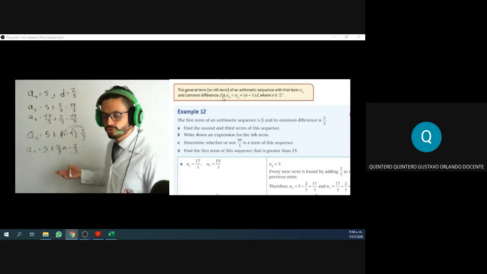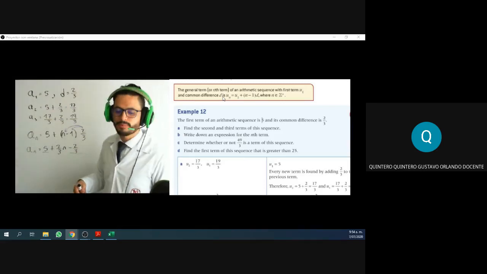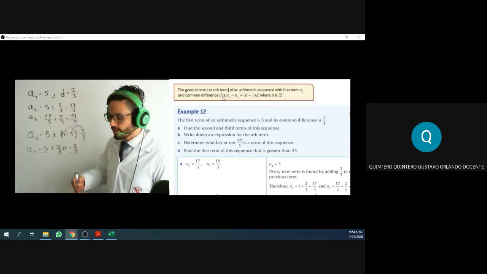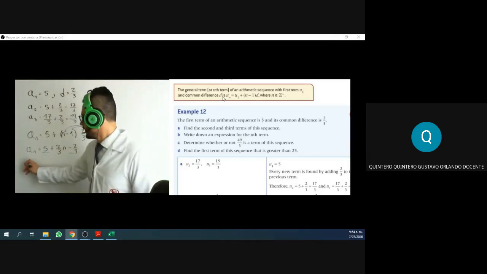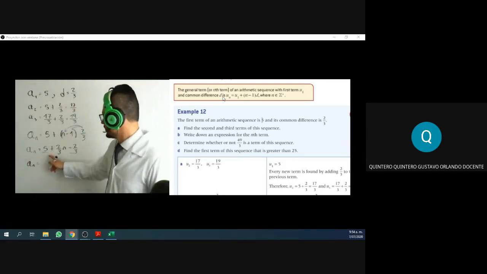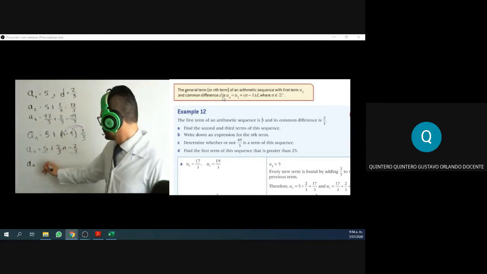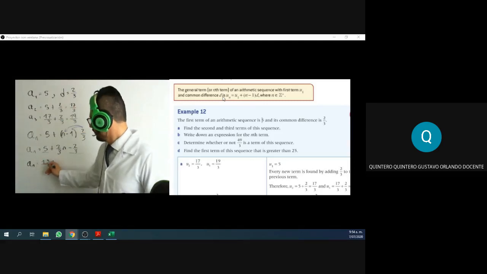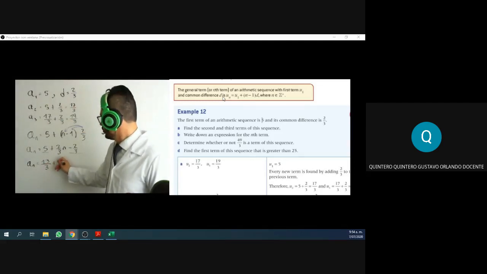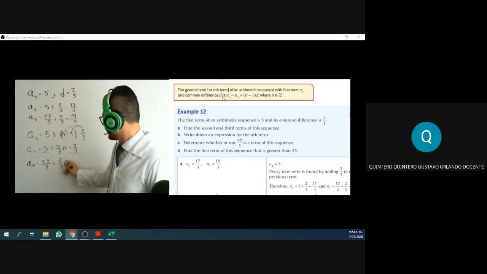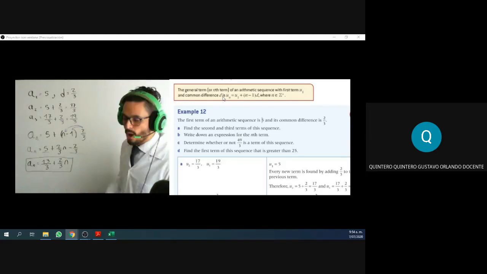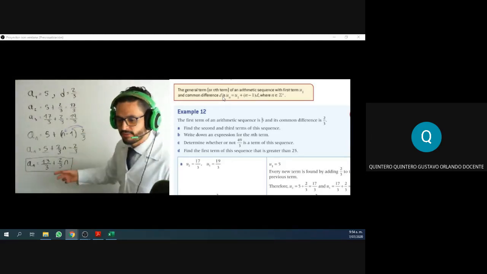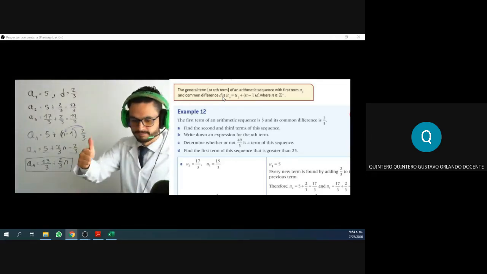If you don't know how to do those operations on a piece of paper, you do it in a calculator. You take out the calculator and say 5 minus 2 over 3. A sub n equals, this is over 3, 15 over 3, so 13 over 3 plus 2 over 3 n. This is our formula, our expression for the nth term. Okay?